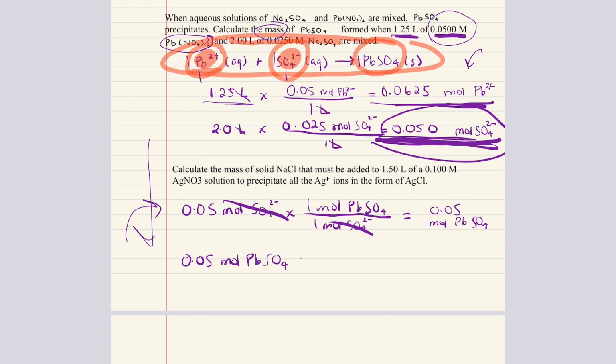We can use the molar mass of lead sulfate to get the grams. You can do this really easily by just summing up the mass of lead that you can get from the periodic table, sulfur, and 4 oxygens. I'm just going to give you what that is, 303.3 grams of lead sulfate per 1 mole. If we plug this into a calculator, we're going to get 15.2 grams of lead sulfate. And that is our final answer for this problem.